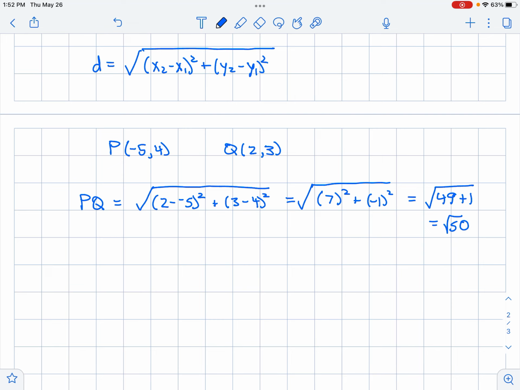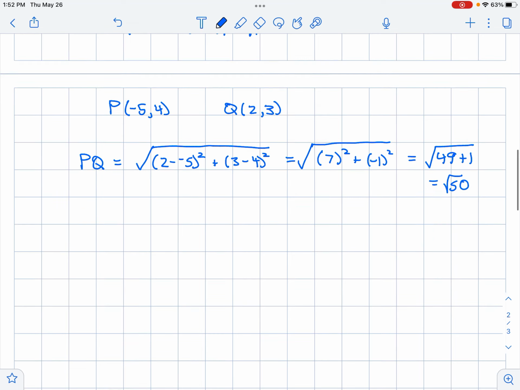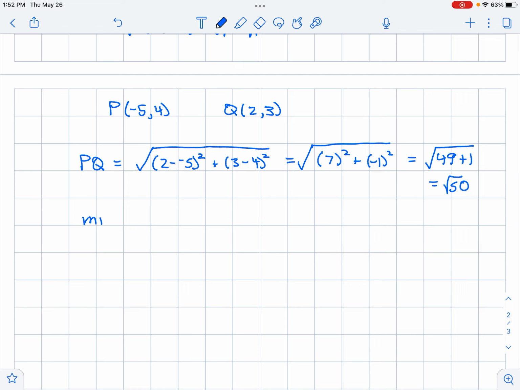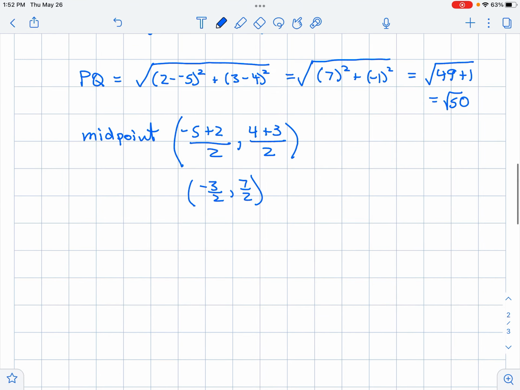Now, if I want to talk about the midpoint of these two points, well, that's going to be the average of the x's, add them and divide by 2, and the average of the y's. And this is going to be your midpoint. So this is -3 over 2, and this is going to be 7 over 2. Yeah, so there's your midpoint.